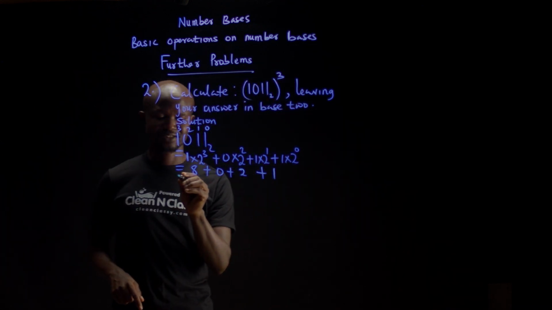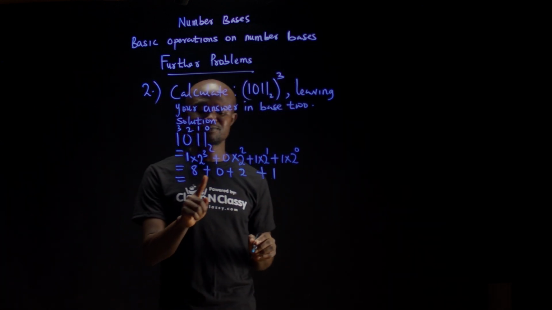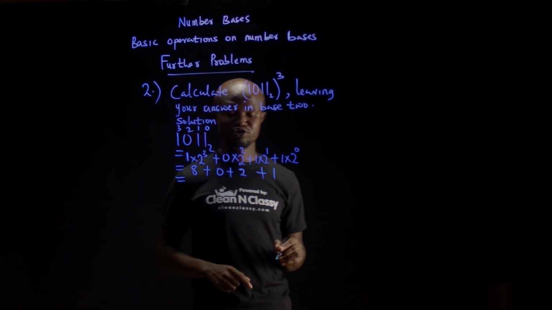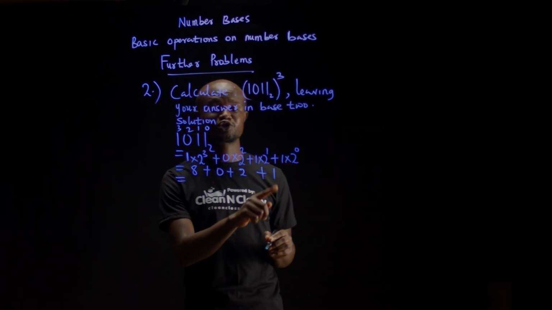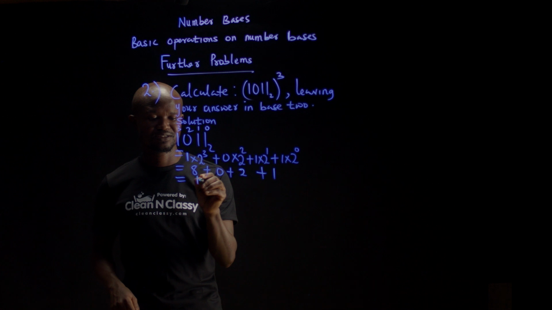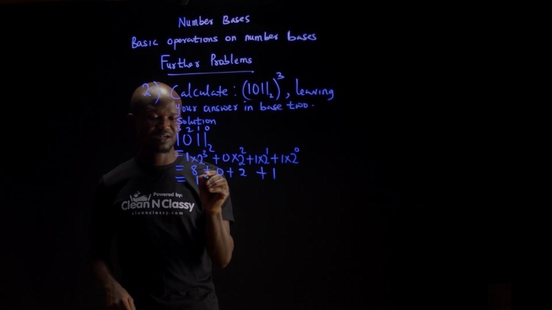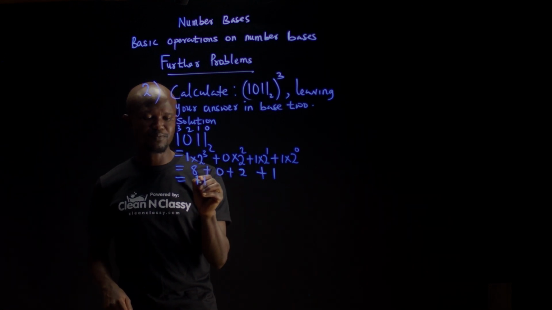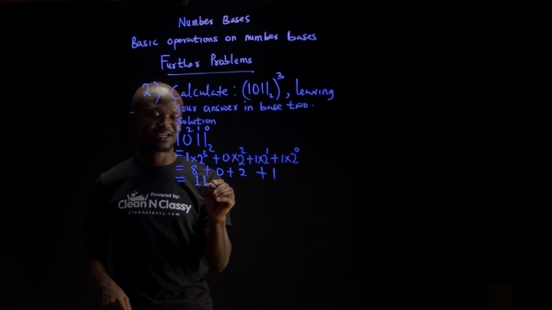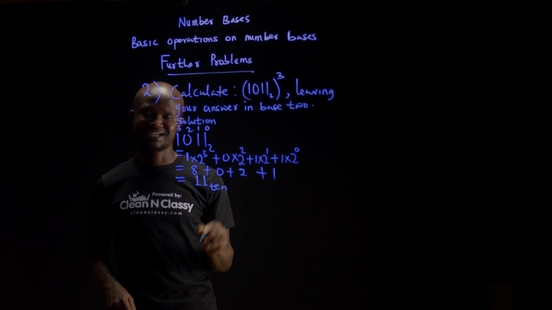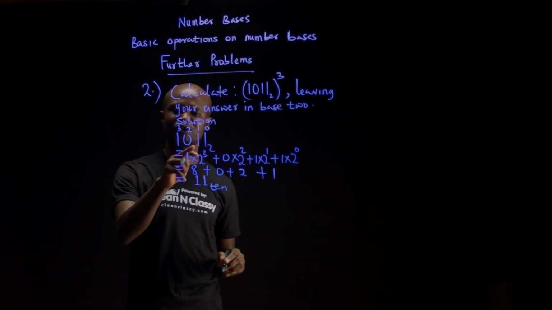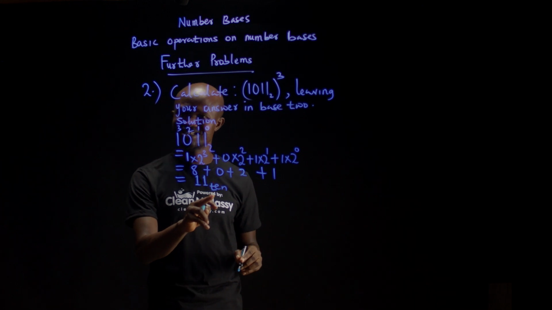So we add. What do we have? 8 plus 0 is 8, plus 2 we have 10, plus 1 and we have 11. This 11, please don't be confused. 11 is in base 10, because when you convert this, we're having this in base 10, not in base 2.